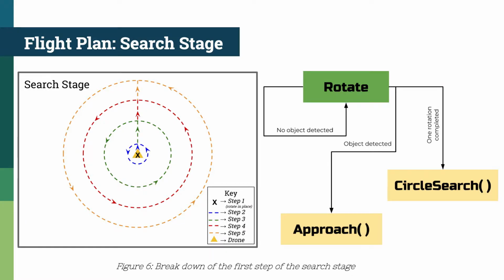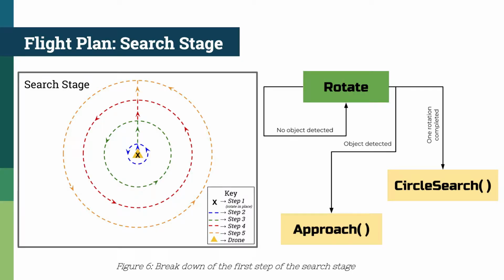So for the first stage, the drone will just lift off from where it is and turn around to best try and see whether there's anything in the general vicinity. So that would be the stage right over here. And if it sees an object, it will start to approach it, but if it doesn't, it has to move on to the next stage of our algorithm, which is the circle search.